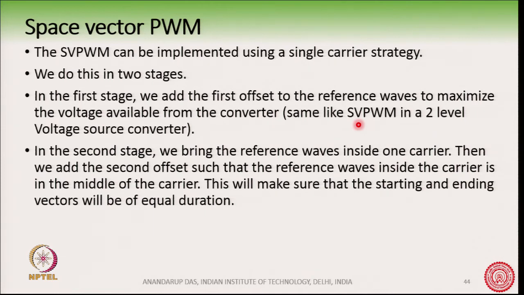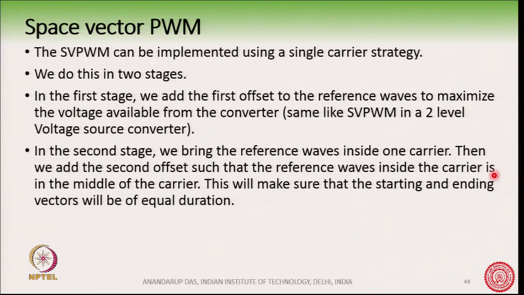But what comes next is the second stage, where we bring these reference waveforms inside one carrier. Okay. So, we bring the reference waves inside one carrier, and then we add the second offset. Now, what is the purpose of the second offset? The purpose of the second offset is that the reference waves inside this single carrier are again in the middle of the carrier. So, this is like doing the same job once more.